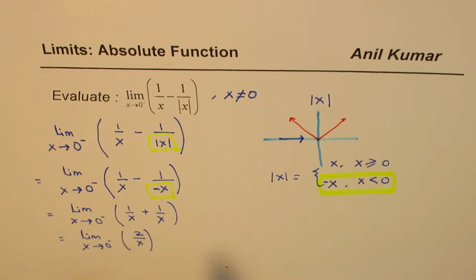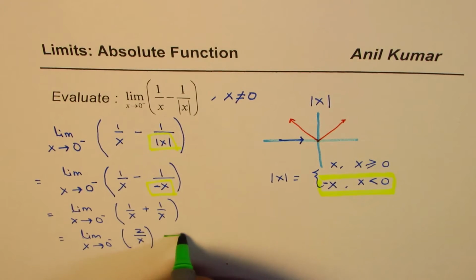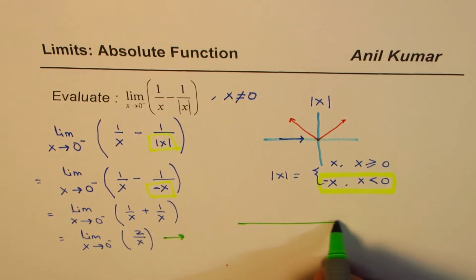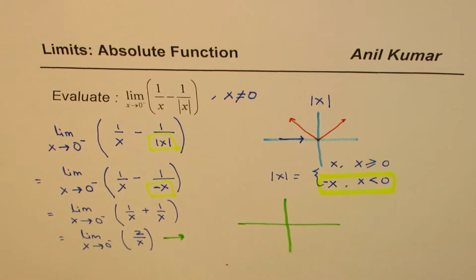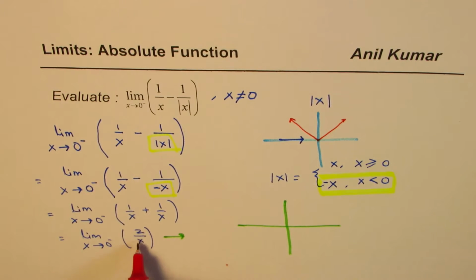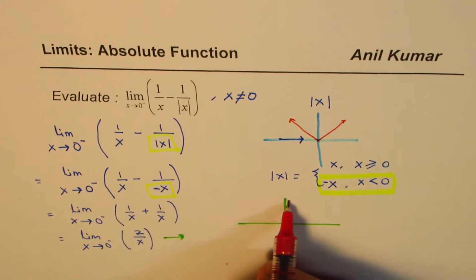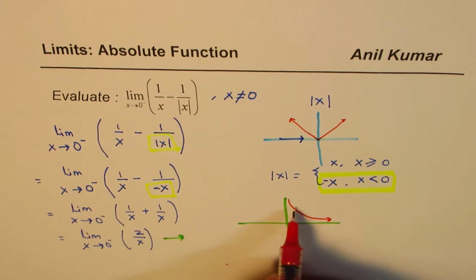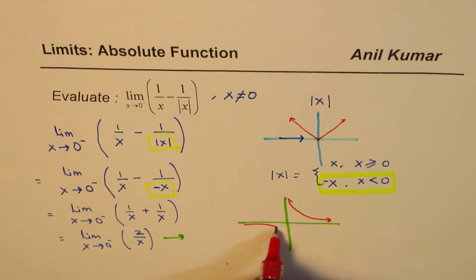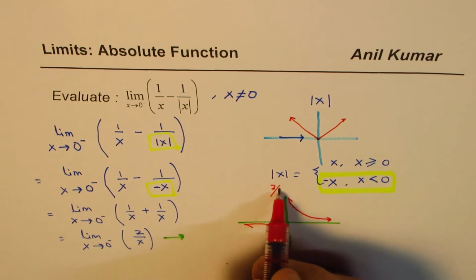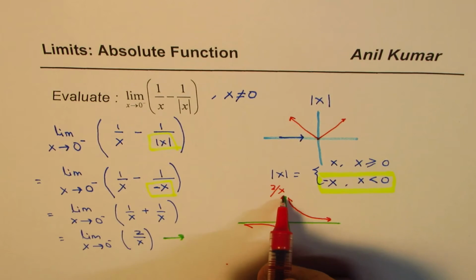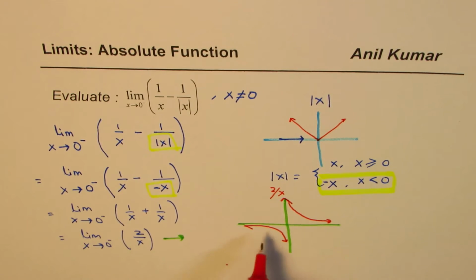Let me sketch this function now, which will help us to answer this question. So this is 2 over x, right? 2 over x is like a vertically stretched 1 over x function. Let me do it like this. Do you see this? So that is the 2 over x function. Now, when you're approaching from the left side, where do you approach?